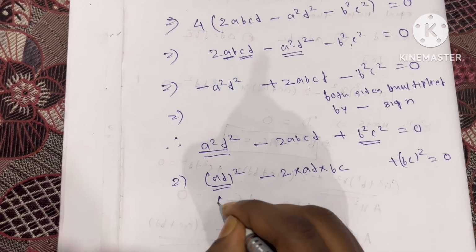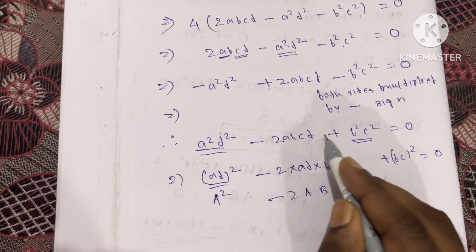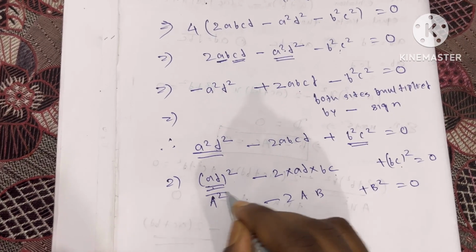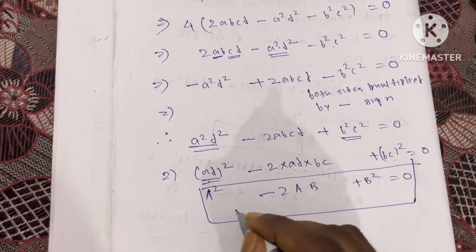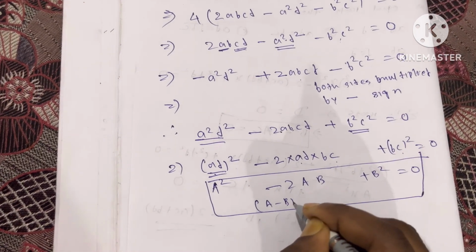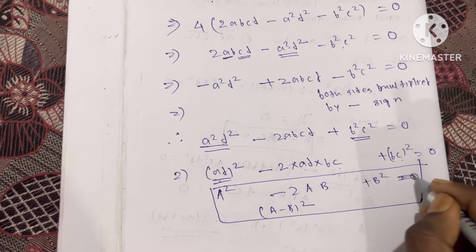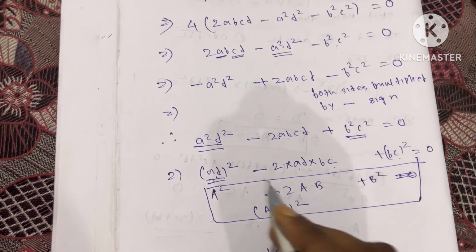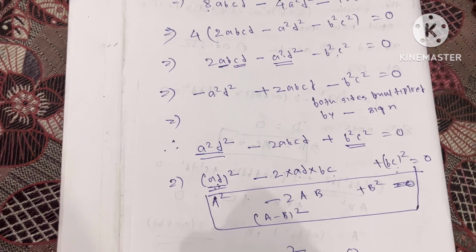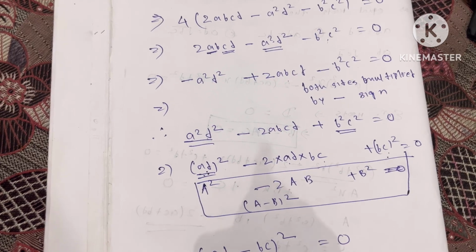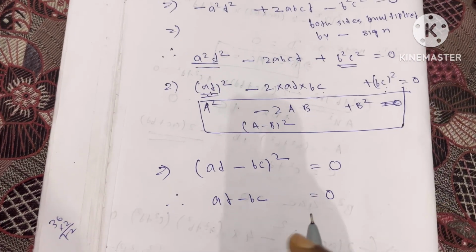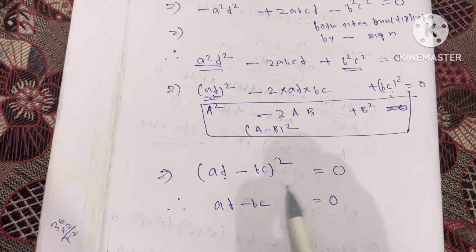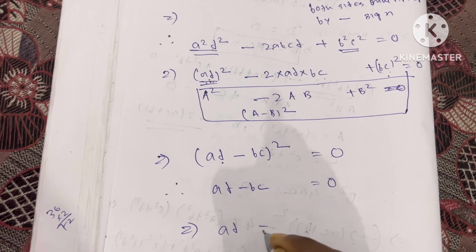So abcd we can write as ad into bc, ad from here and bc from here. This is the form of identity number 2: a square minus 2ab plus b square, you can write as a minus b whole square. So we can write ad minus bc whole square, because this is the value of a and this is the value of b. So ad minus bc whole square is 0, which implies ad minus bc is equal to 0. So ad is equal to bc.